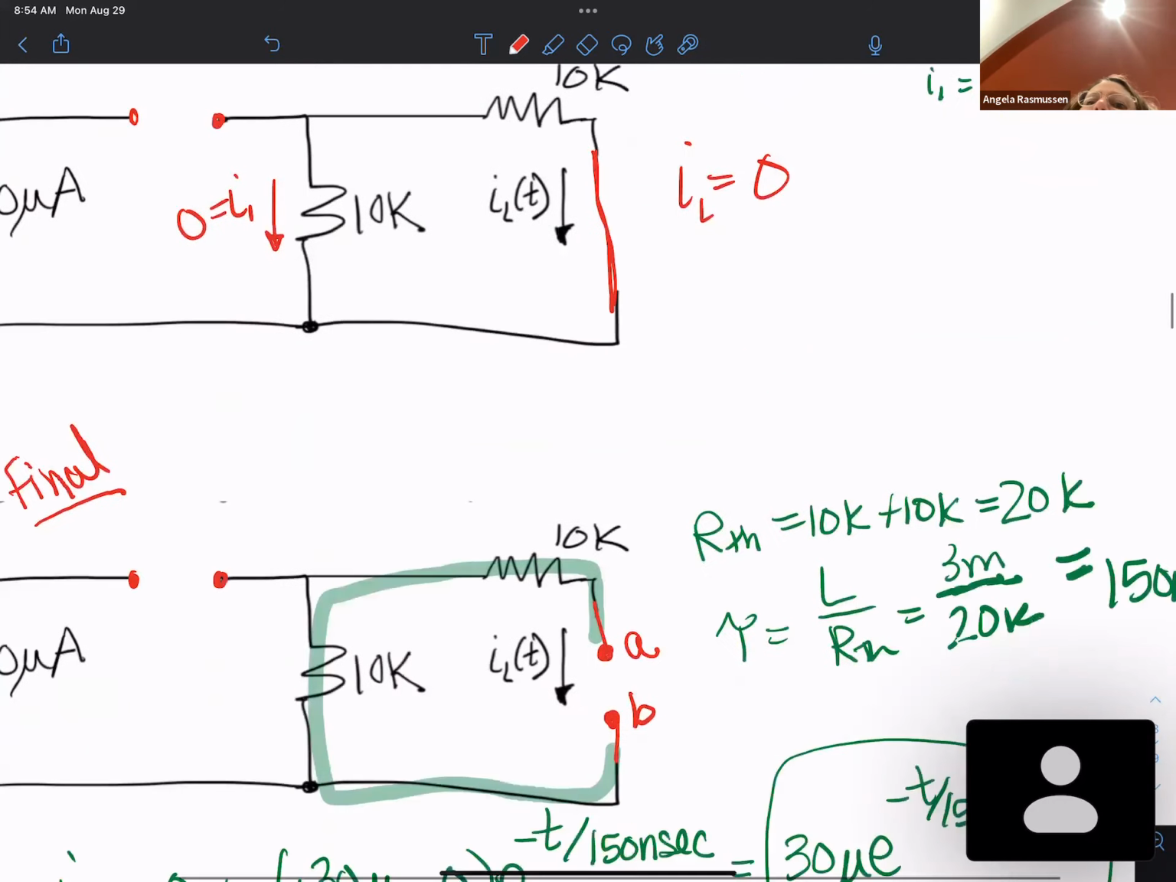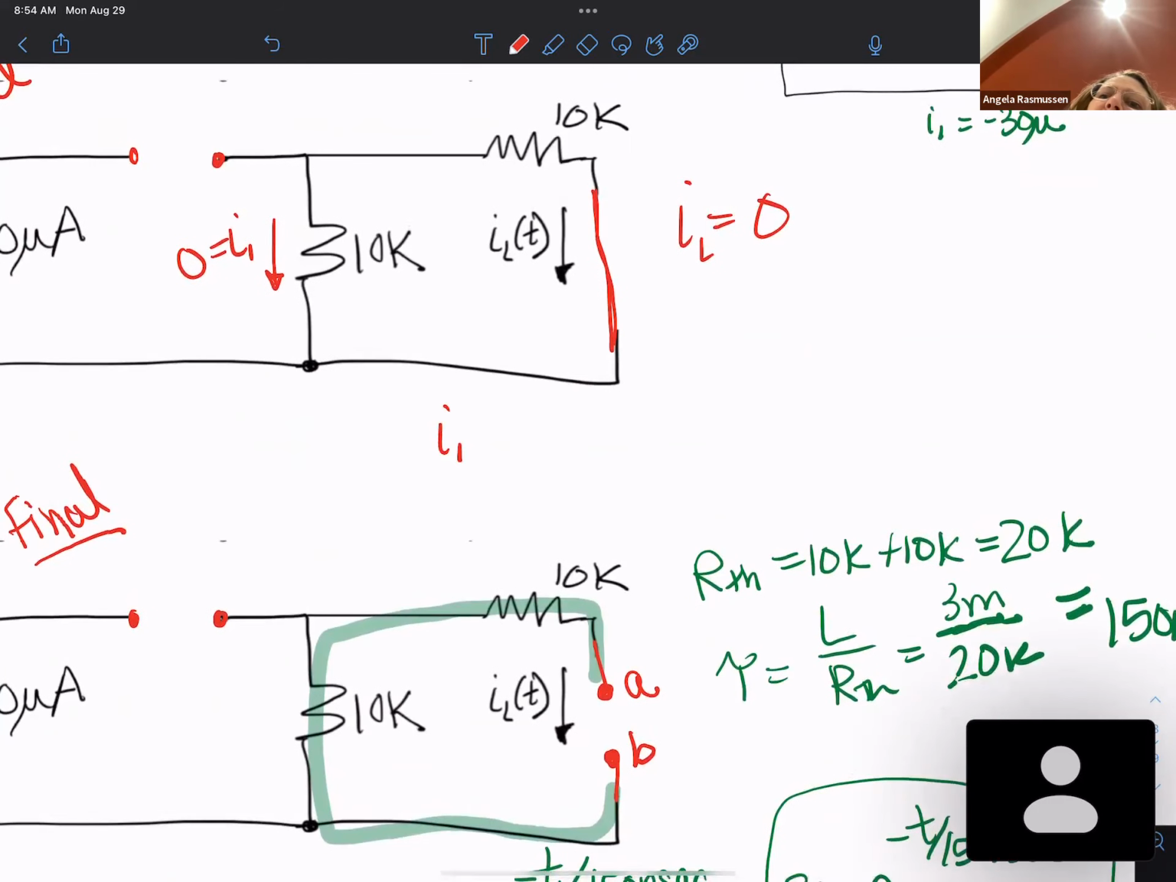So if I want to write I1, it's going to be the same form. Final is zero. Initial is minus 30 micro, and then minus zero, e to the minus t. And it's again the same time constant for the whole circuit. So this would be the equation for I1 here.